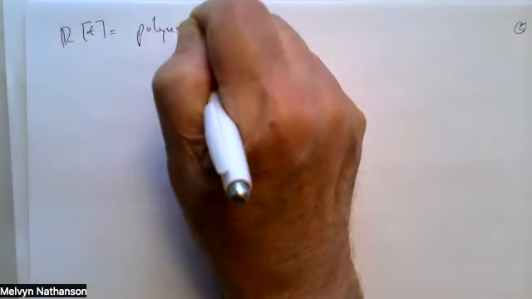If V is a vector space, a subset W of V is a subspace if the 0 vector is in W and W is closed under vector addition and scalar multiplication. So if W1 and W2 are vectors in W, then W1 plus W2 is in W. And if C is a scalar and W is a vector in W, then C times W is in the subspace W. So a subspace of a vector space is just a subset that's closed under vector addition and scalar multiplication, and it's not empty because it has to contain 0.